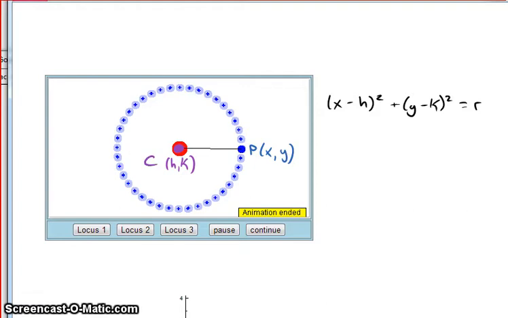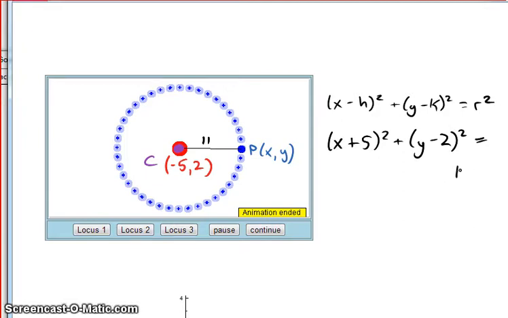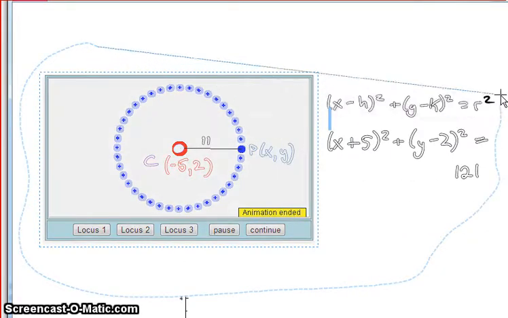For instance, if the center of this circle was the point (-5, 2), and the radius of this circle was 11, then the particular equation associated with this particular circle would be (x - (-5))² + (y - 2)² = 11², I forgot my squared up there, that would have been bad, which is 121. Now the ellipse has a similar sort of definition.